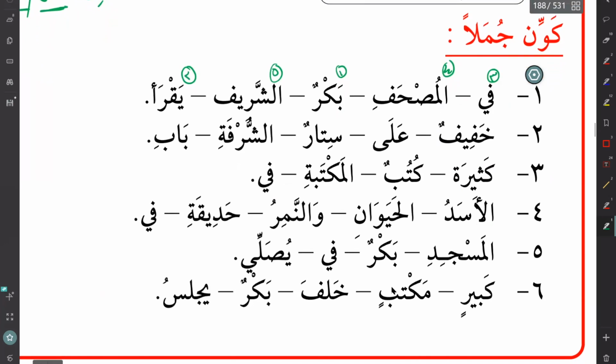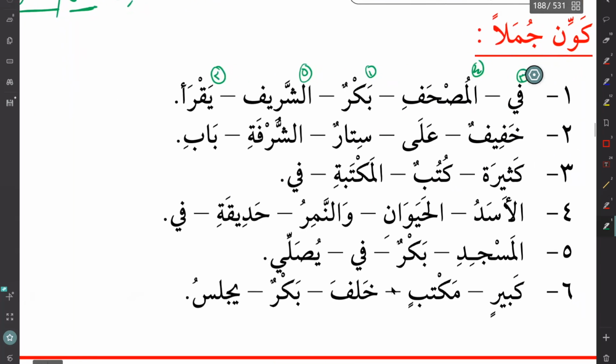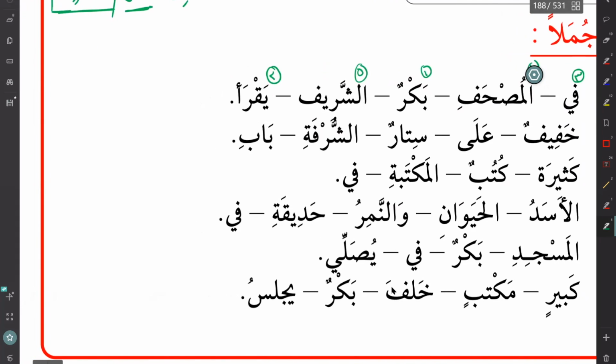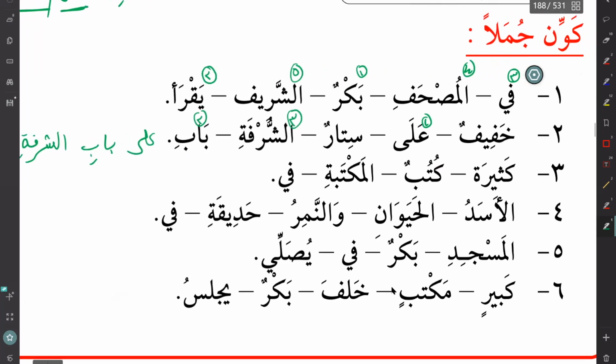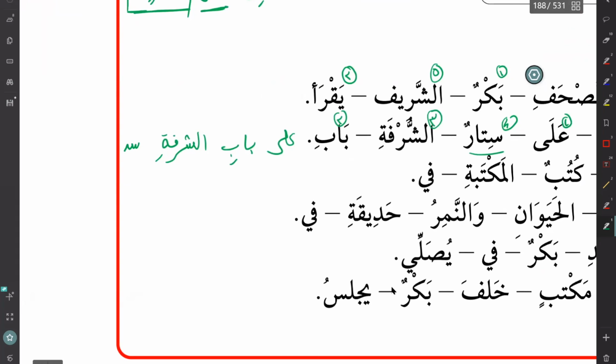Now, the next one we have, what we can say is ala babi shurfati. Okay, so we have this one as the first, this one as the second, this one as third. Shurfati what? Sitarun khafifun. Sitarun khafifun.